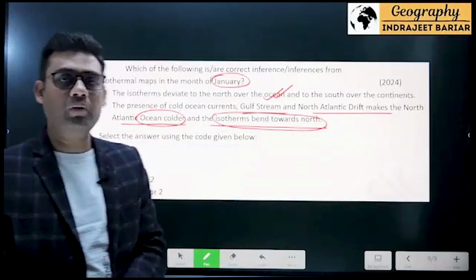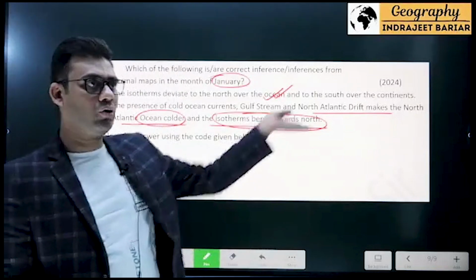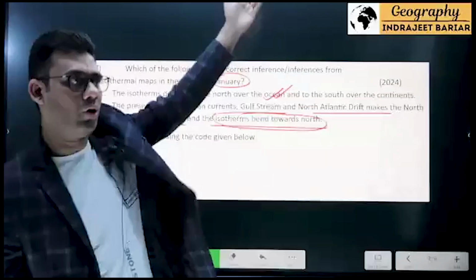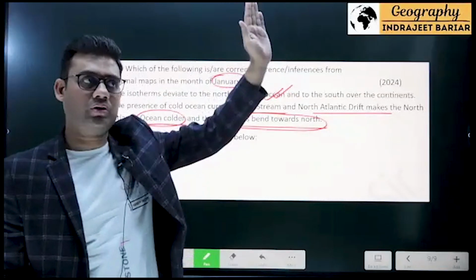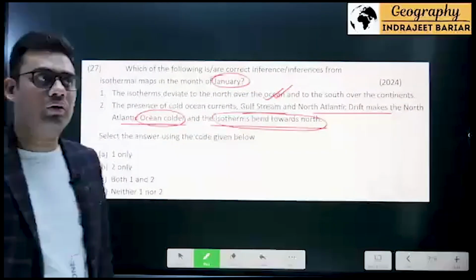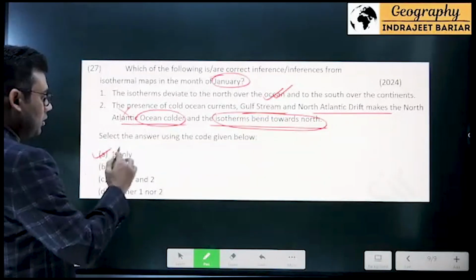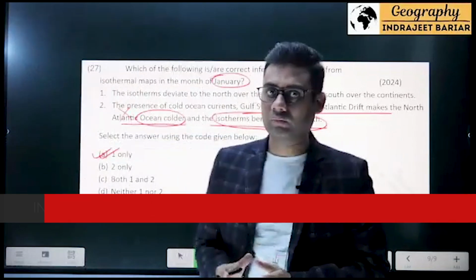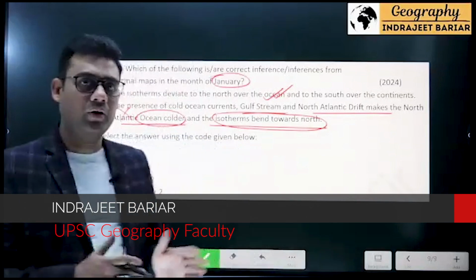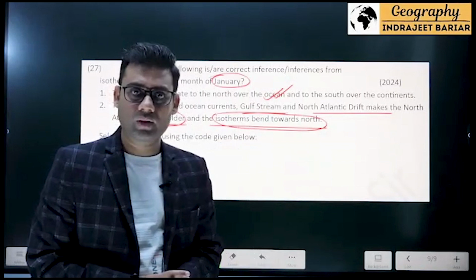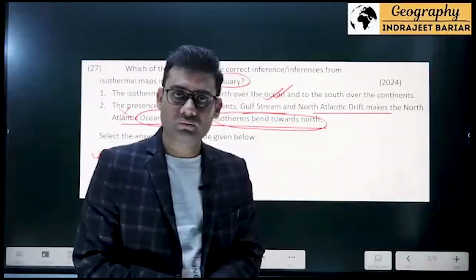And if the ocean became colder, there was no question of the isotherms bending towards north. It goes against our rule. Just now we have seen the rule: warmer, then only do the isotherms bend towards that particular part. Yes, everyone got it? Yes, sir. So in this case, this statement becomes wrong and your answer becomes 1 only. So this is the concept of isotherms and the related aspects of deviations, variations, spacing, and different characteristics. The topic: isotherms.